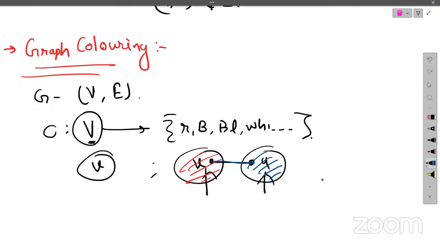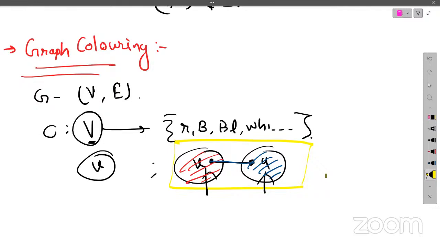Now, what will be the question here? We have one solution, but what will be an optimal solution? Optimal means the minimum number of colors we require to color a graph. This is the question we generally ask in graph coloring. You have to find the minimum number of colors to color your graph, and the restriction is that if two vertices are connected by an edge, you have to take different colors for these two vertices. Is that clear?